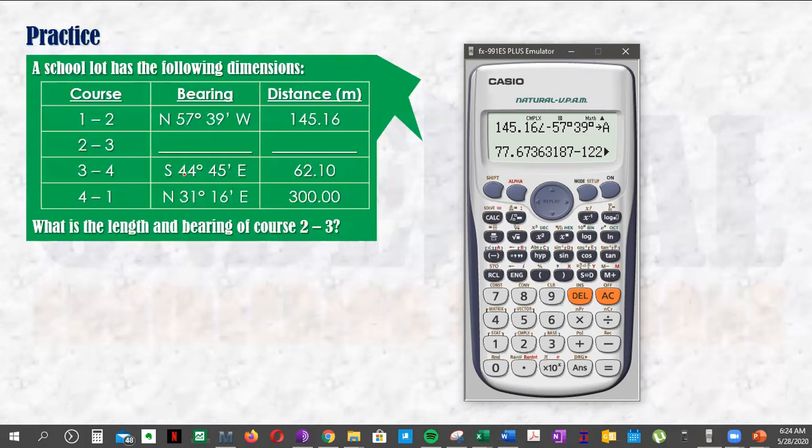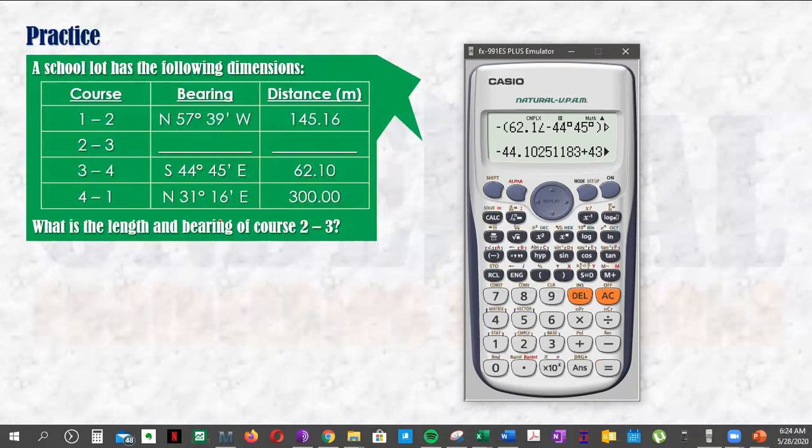Now, next, this is southeast. And remember, if southeast, negative angle. Negative of the land, 62.1, angle, negative again, 44 degrees and 45 minutes. Okay? So, I'm gonna store that to C. Okay, i-reserve ko yung B for 2-3.